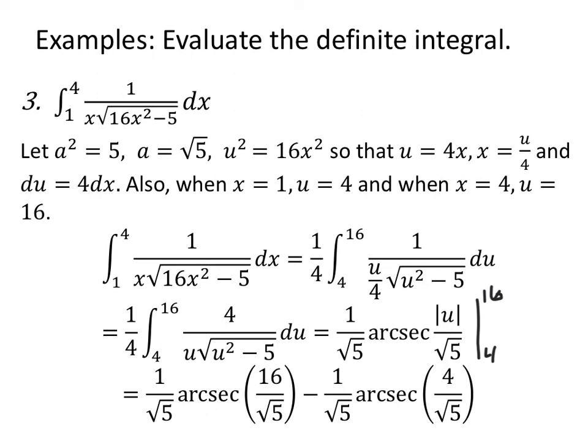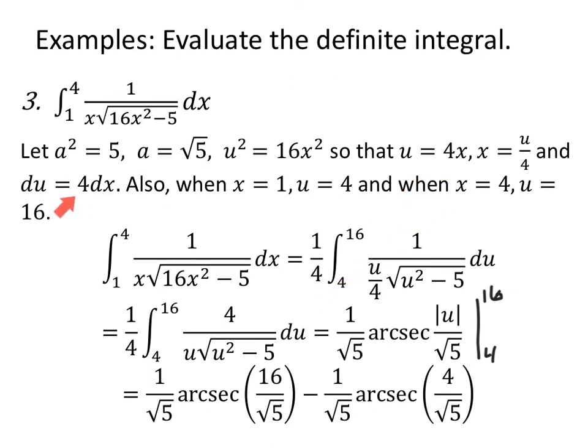Now, anytime we substitute, we're going to substitute twice. And the second substitution for definite integrals happens at the beginning. When x is 1, u is 4. When my x value is 4, u is 16. So when I take my integral in x and I rewrite it in terms of u, my limits of integration must also be in terms of u.